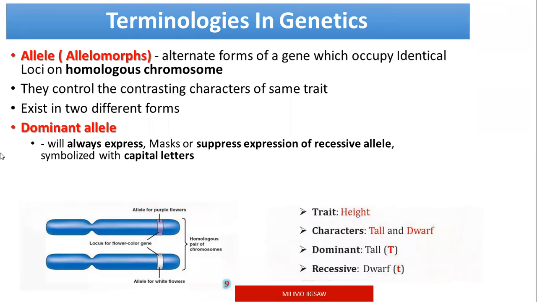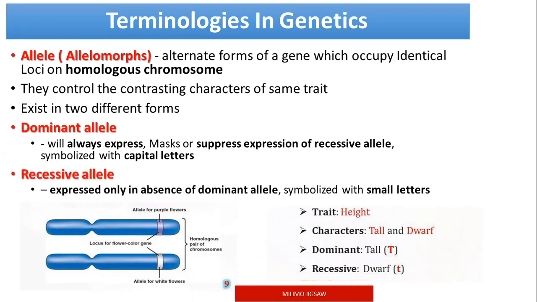So if the dominant allele always expresses and masks or suppresses expression of the recessive allele, it means that the recessive allele can only express itself in the absence of the dominant allele. So the recessive allele expresses only in the absence of the dominant allele and is symbolized by small letters, such as the small t in the example of tall and dwarf, the example of height. So that's a dominant allele and recessive allele.